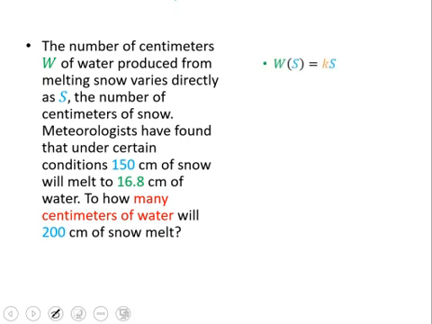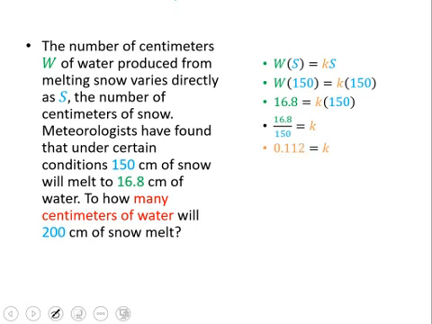So our equation would be the amount of water produced from the melting snow, and then it varies directly, so it would be k times the amount of snow that we have. So W(S) is equal to k times S. And now we plug in our first set of numbers. When we have 150 for S, the amount of snow we have, we end up with 16.8. So we plug in 150 for the S, and then W(150) becomes 16.8. Once we have this set up, we solve for k, divide both sides, and we end up getting our answer of k as 0.112.